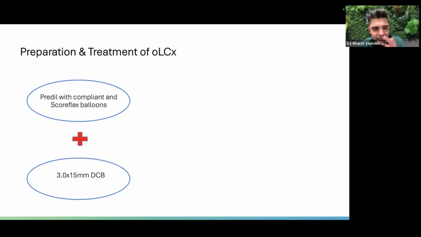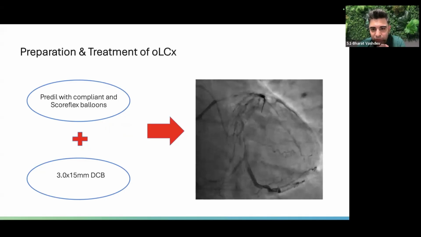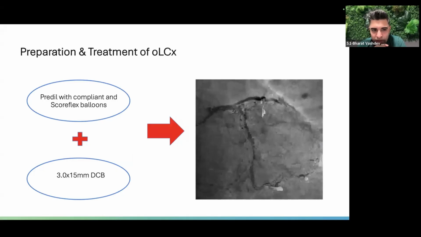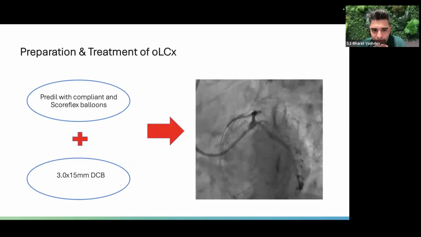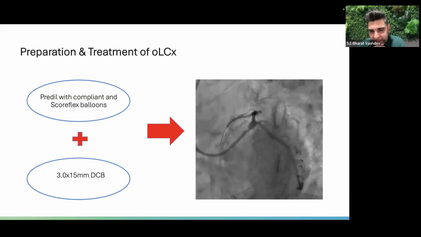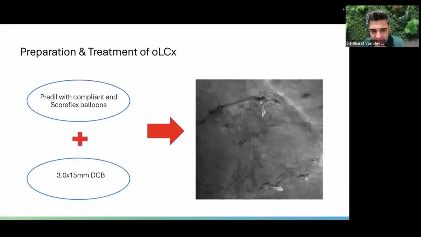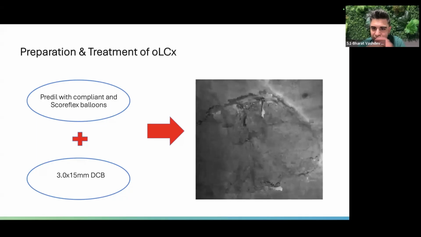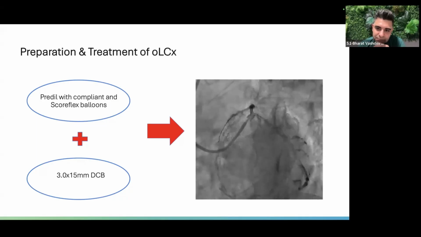So I pre-dilated the circumflex, the ostial circumflex, and then treated it with a drug-coated balloon. And this was the vessel after a 3.0 scoring balloon, and then 1-to-1 or maybe slightly undersized, just to avoid dissecting it. A 3.0 drug-coated balloon. And it looks much better than it did.